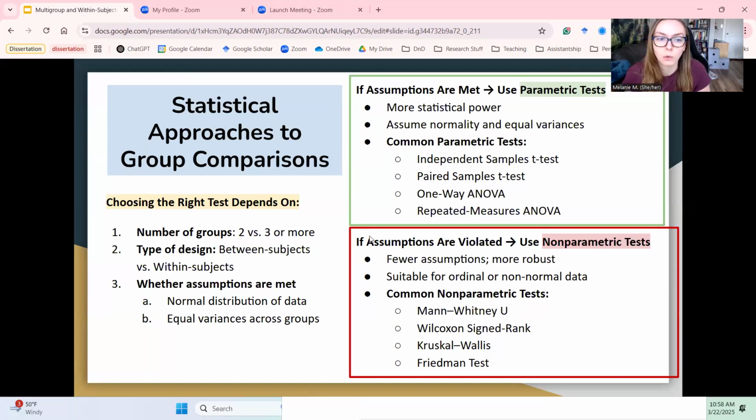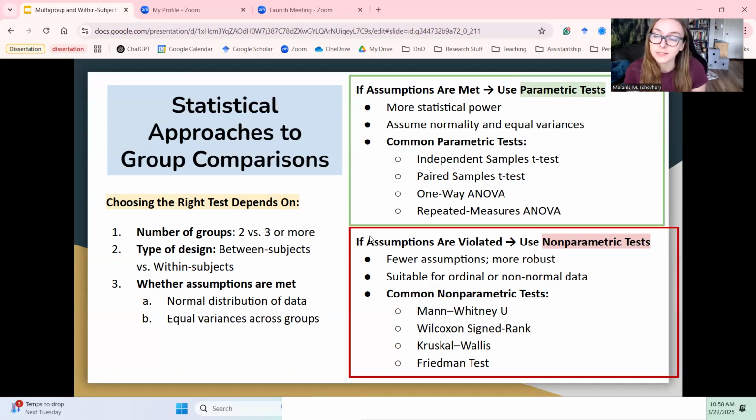Really important. We're also thinking about the type of design. Are we using between subjects or are we using within subjects? It's going to really change what statistical approach will be best. And then we're also going to test for those normality assumptions. If there is a normal distribution of data, which we talked about last week, then there's a certain set of parametric tests you can use. These are more statistically powerful, but it requires that your data is normally distributed.